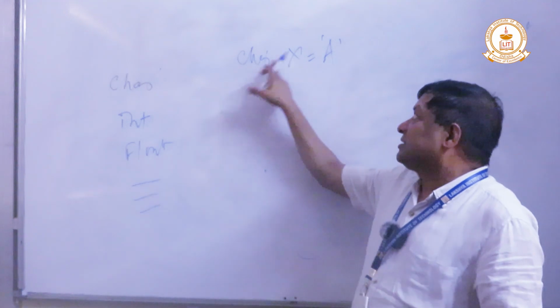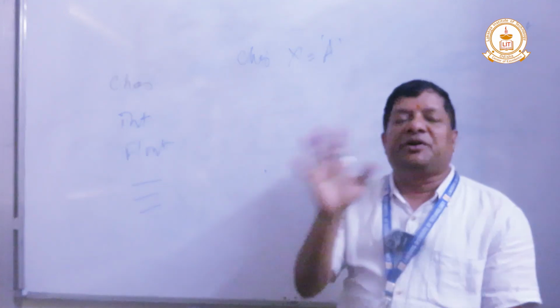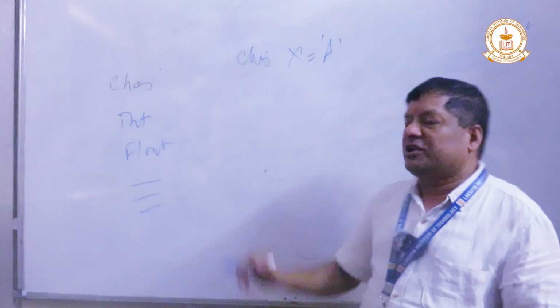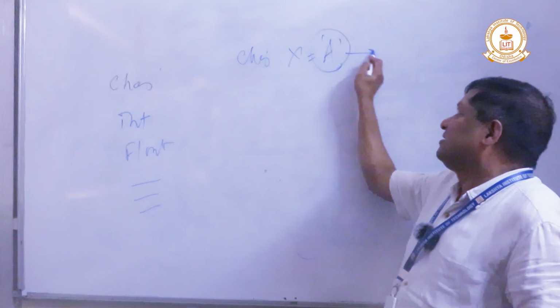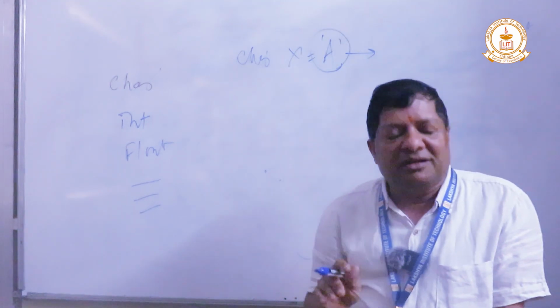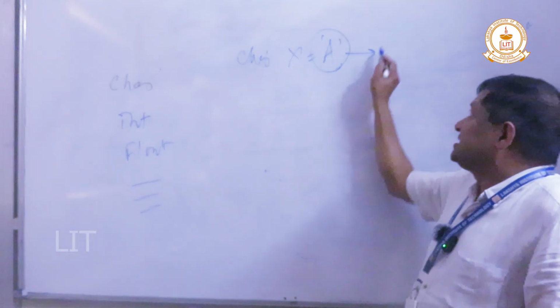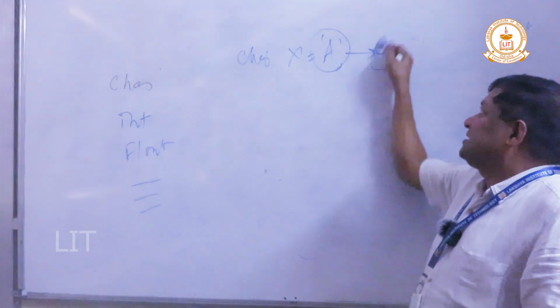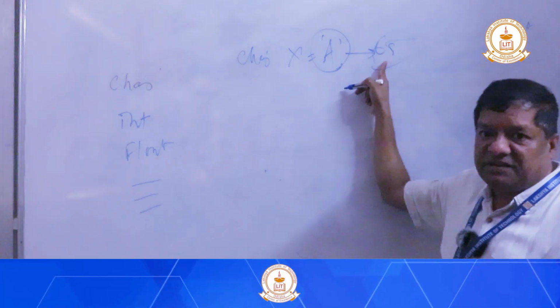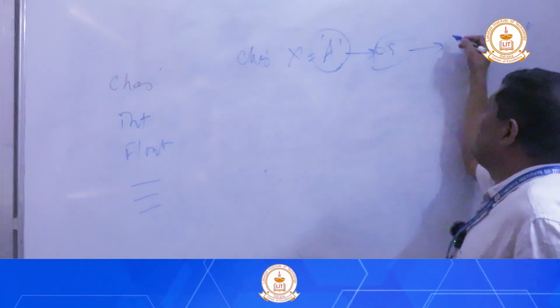But if I have written character x is equal to 'A', it cannot be converted into binary directly. So what happens here? Internally, 'A' is converted into its ASCII value. What is the ASCII value of capital letter A? 65. First 'A' is converted into ASCII value 65, then 65 is converted into binary.